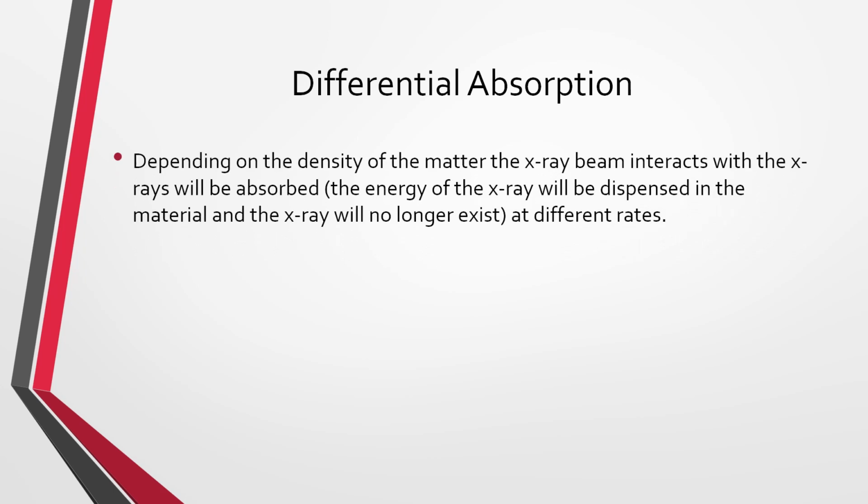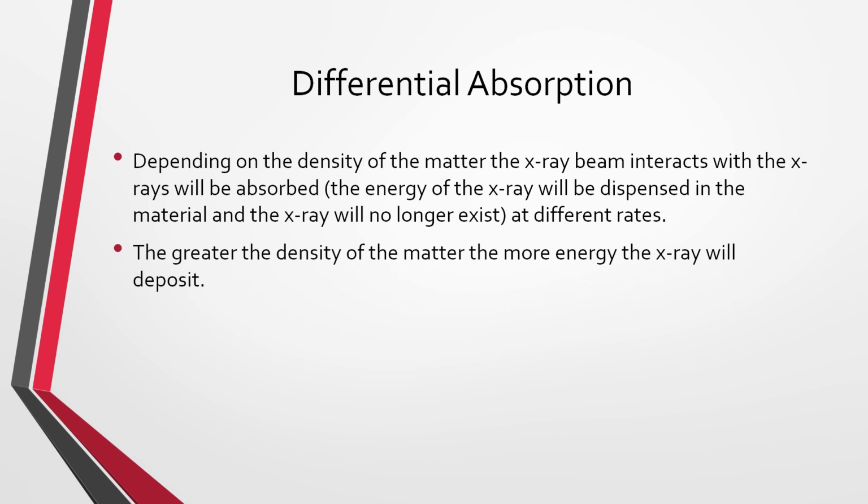So differential absorption: depending on the density of the matter the X-ray beam interacts with, the X-rays will be absorbed at different rates. The greater the density of the matter, the more energy the X-ray will deposit in the matter. So the denser an object is, the more energy that the X-ray will give up, and the more likely it will be to be absorbed.